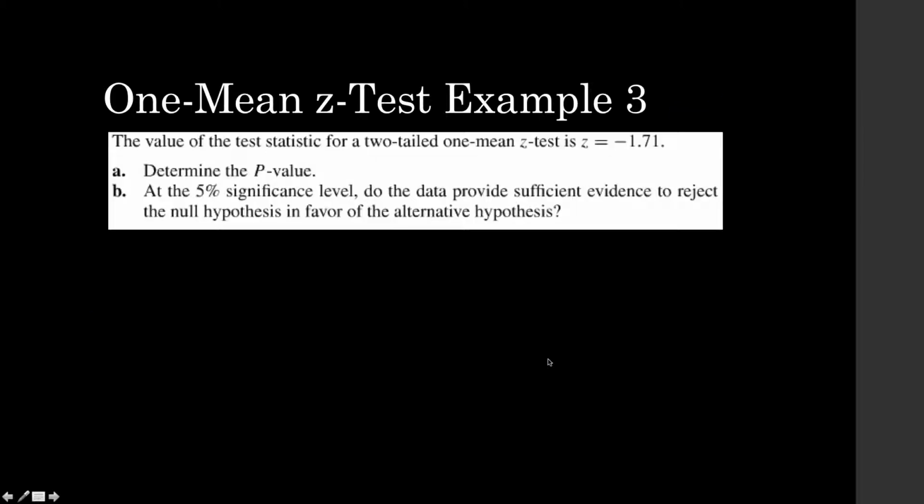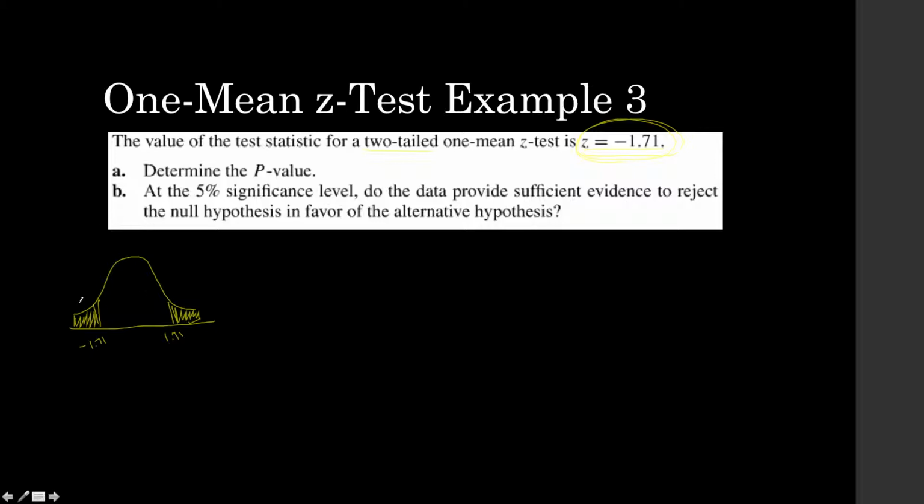Alright, so let's look at another example. The two-tailed test. They only give you one of the two tails here. They tell you z is negative 1.71. But because it's a two-tailed test, they're expecting you to know that based on past experience, this z-score is negative 1.71, but because it's two-tailed, we have this one over here, and it's positive 1.71. That's what they're expecting you to know there, okay?